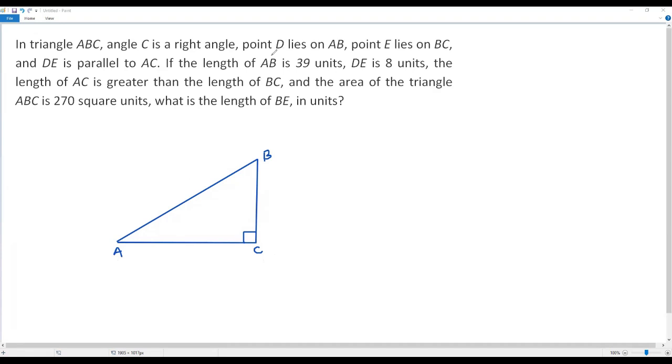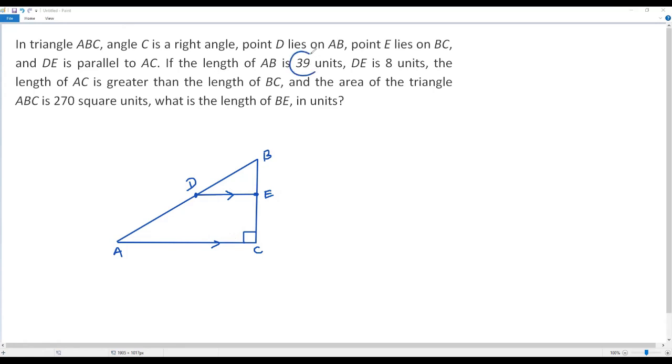There is information that point D lies on AB. Okay, now let me mark the point D somewhere on the line segment AB. This is point D. Point E lies on BC. Now let me mark the point E somewhere else on the line segment BC over here. And DE is parallel to AC. Okay, now let me connect the two points D and E over here. And there is information that this line segment DE is parallel to AC.